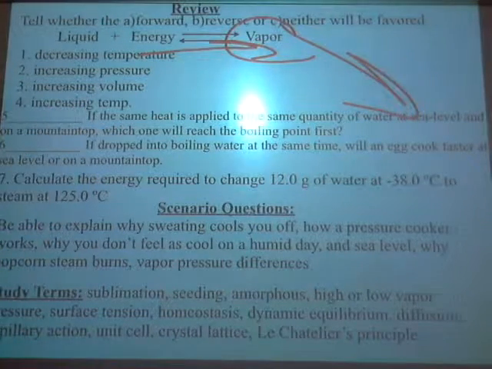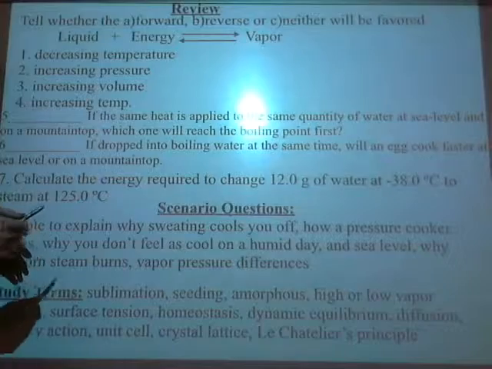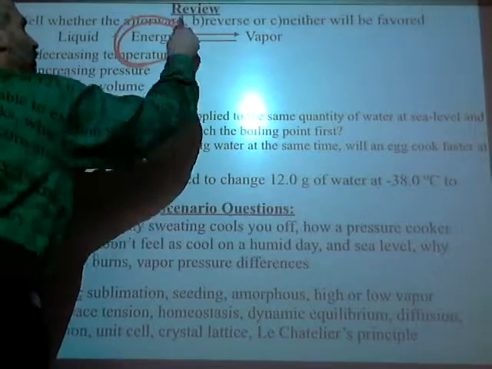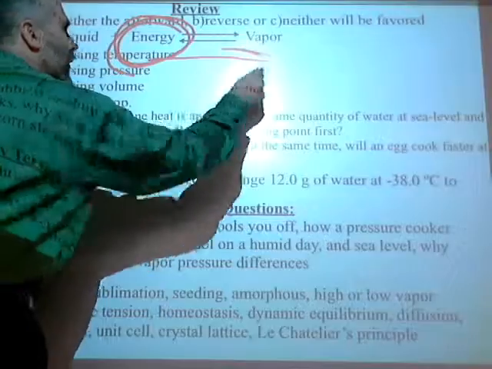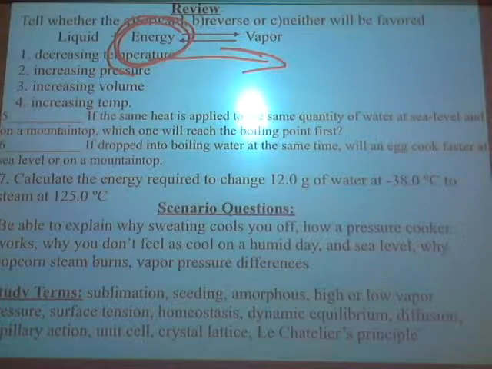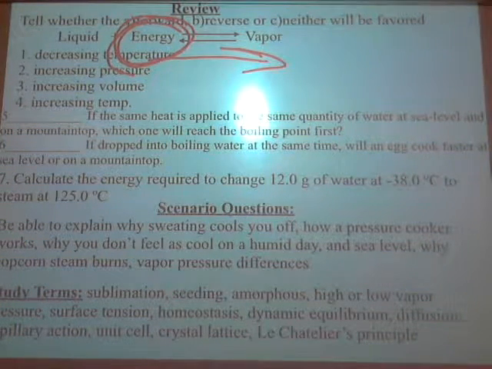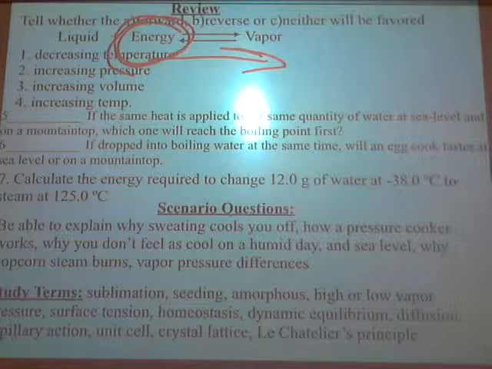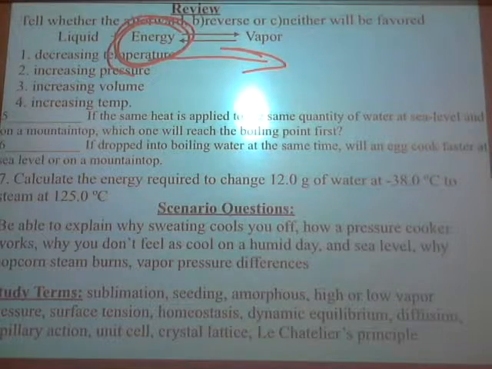And finally, increasing the temperature. If I increase the temperature, I'm adding energy. I'm making this side too heavy. It will try to get rid of it and favor the forward direction. Got it? Okay? Everybody go with that? I didn't see a lot of erasing, so that's a good thing.